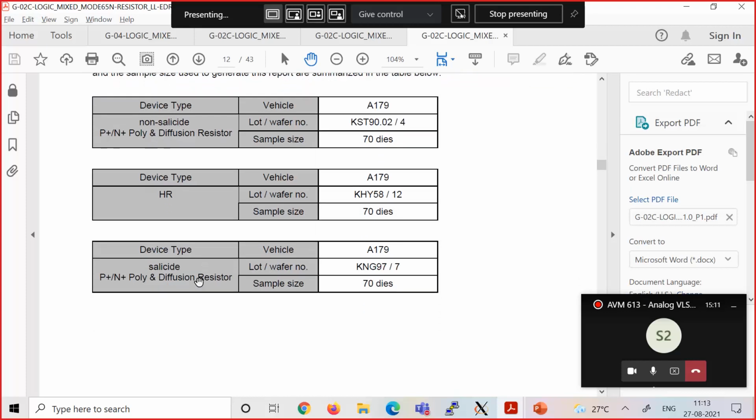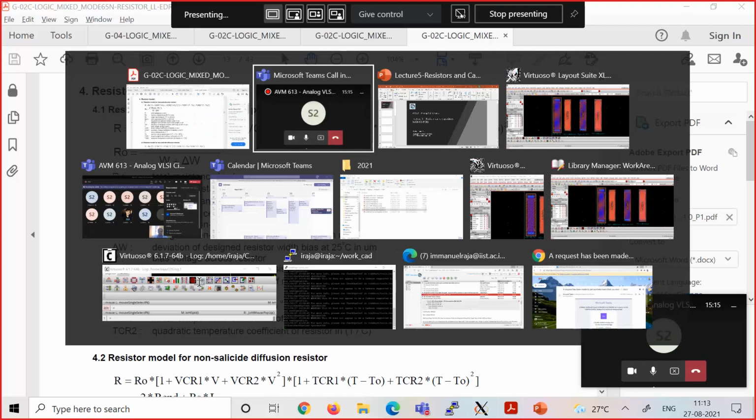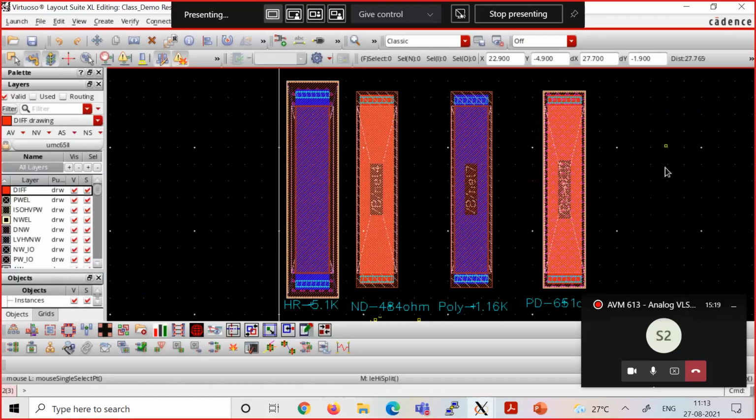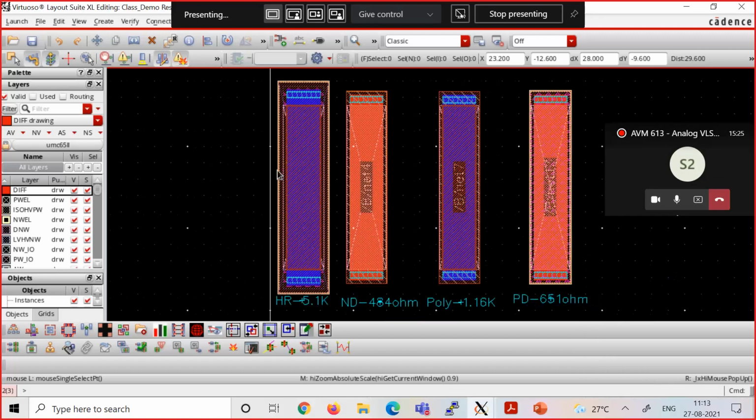Now, rather than showing this here, let me move over to a layout. I just took the example of a few resistors. Now you can see that the dimension of all the resistors is the same. I think it is 2 micron by some 0.25 micron or something like that.